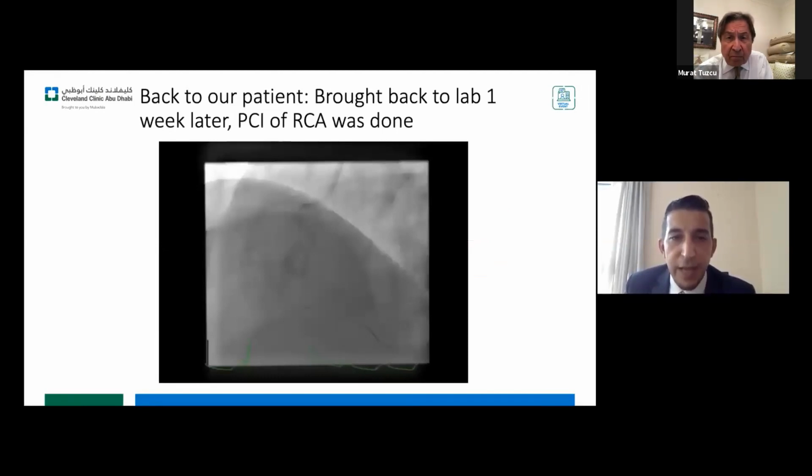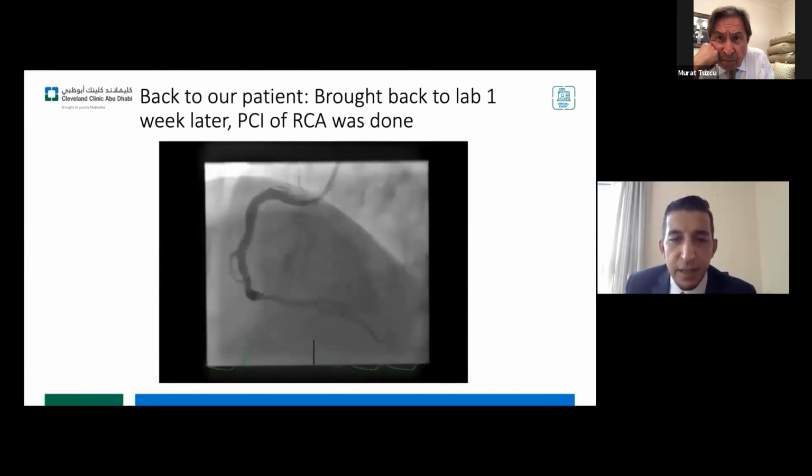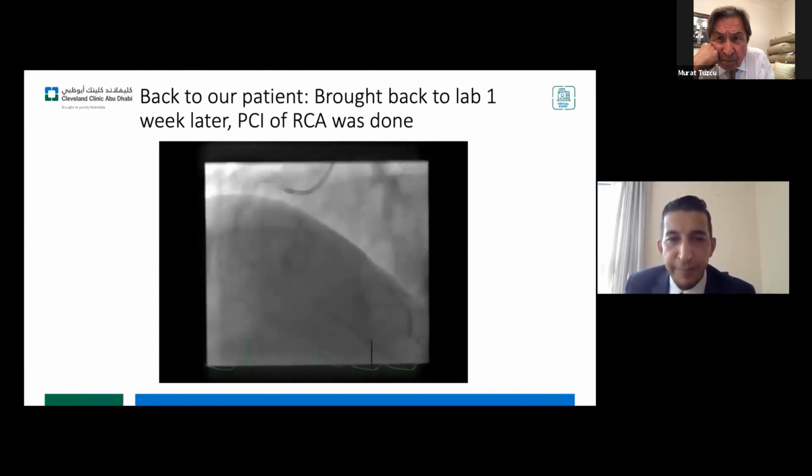So back to our patient. He was brought back to the lab a week later. PCI of the RCA was done, and he's doing well. Thank you.